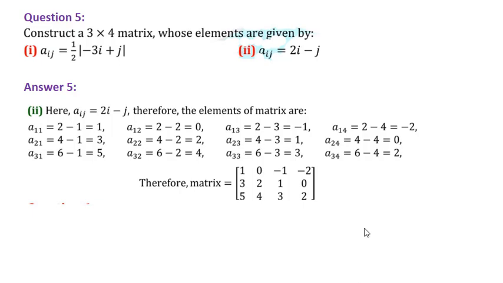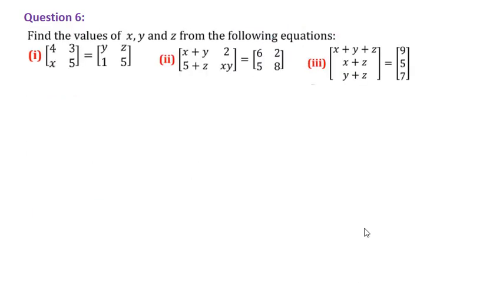So far we have seen how we can find the order of a matrix, right? If I have been given a number of elements, how I can arrange them in different rows and columns. And thirdly, if the matrix is given in compact form, then how I will find the different elements based on the equation given in the problem. Okay. Now let us move to the sixth question.